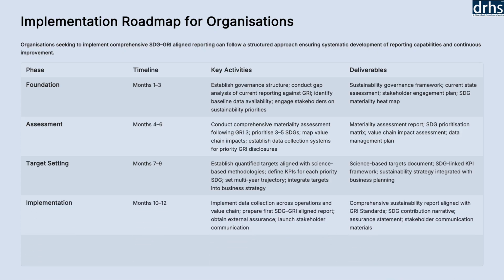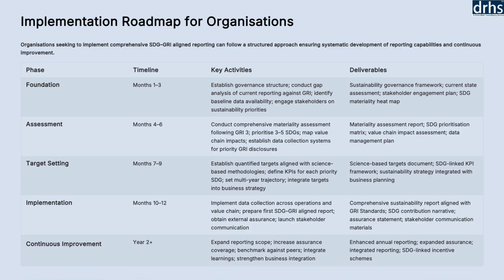Implementation, months 10 to 12. The implementation phase embeds targets into business processes. This includes integrating sustainability objectives into operations, procurement, risk management, and performance management systems. Data collection systems are strengthened, responsibilities assigned, and internal controls established. Organizations begin structured SDG-GRI reporting and enhance stakeholder communication.